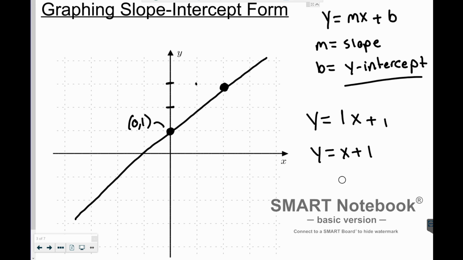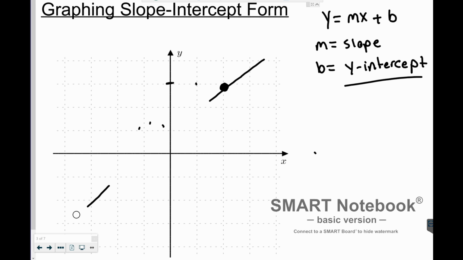Let's do something a little different. Let's say that we don't have a line to start. We have an equation to start, and we want to draw the line instead of labeling the equation for that line. Let's say we're given something along the lines of y equals 1/2 x plus 2.